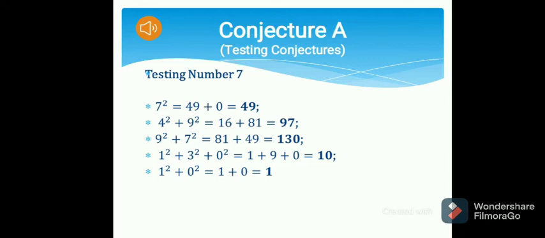Even how many times we square the 1, the result is always 1. And that's the end of the sequence of the number 7. Therefore, 7 is a happy number.